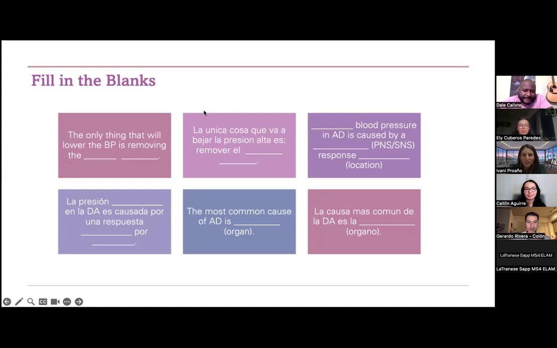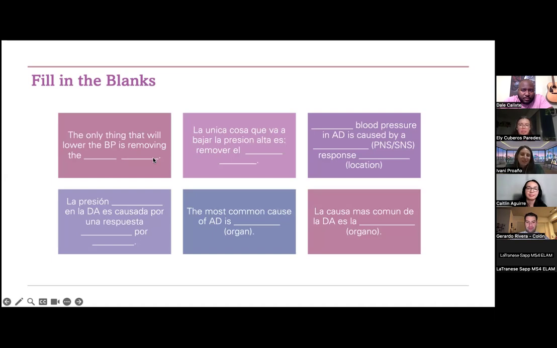It's more of a direct translation of this one right here. So we said this was high blood pressure, so la presión alta en la DA es causada por una respuesta. We said this was simpatético. It's actually simpático. I would also say simpatético, but no, it's simpático. Por estímulo.